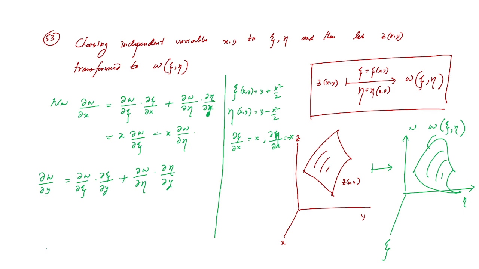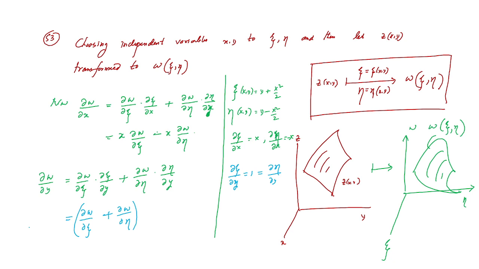Okay, so now what we will do, we will calculate here del omega del y, this will be 1, and del eta del y. So it will be del omega del xi plus del omega del eta. So we have calculated omega x and omega y.